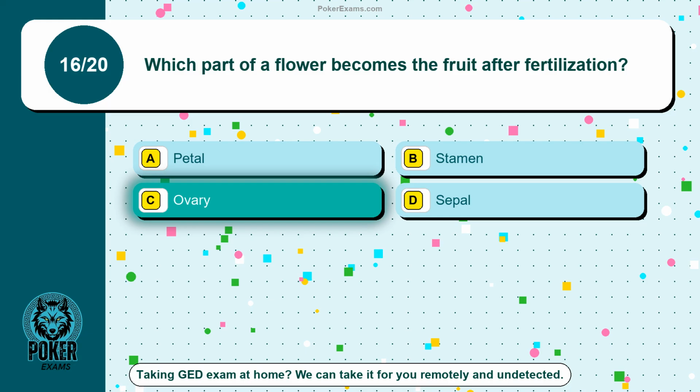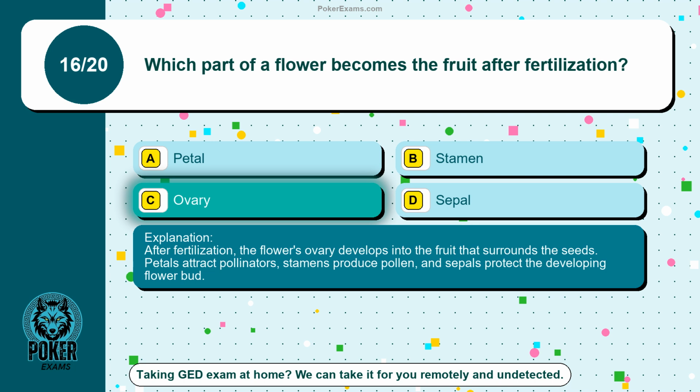The correct answer is option C, ovary. After fertilization, the flower's ovary develops into the fruit that surrounds the seeds. Petals attract pollinators, stamens produce pollen, and sepals protect the developing flower bud.